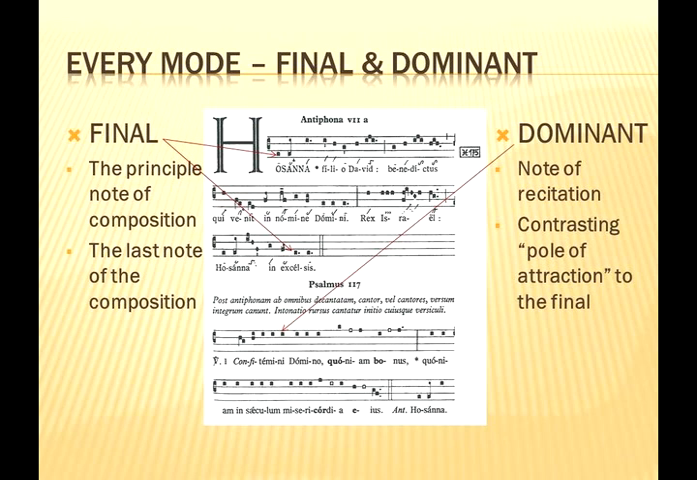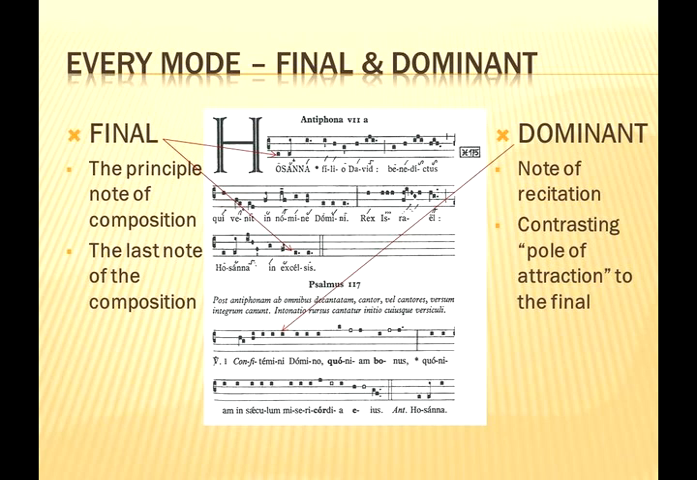The dominant is also a principal note of composition in the antiphon. It provides a second pole of attraction, as it were, that contrasts to the attraction of the final. Conceptually, this is not radically different from the notion of the dominant and its relationship to the tonic in tonal music. However, the way this relationship unfolds in modal chants is significantly different than it is in tonal music.